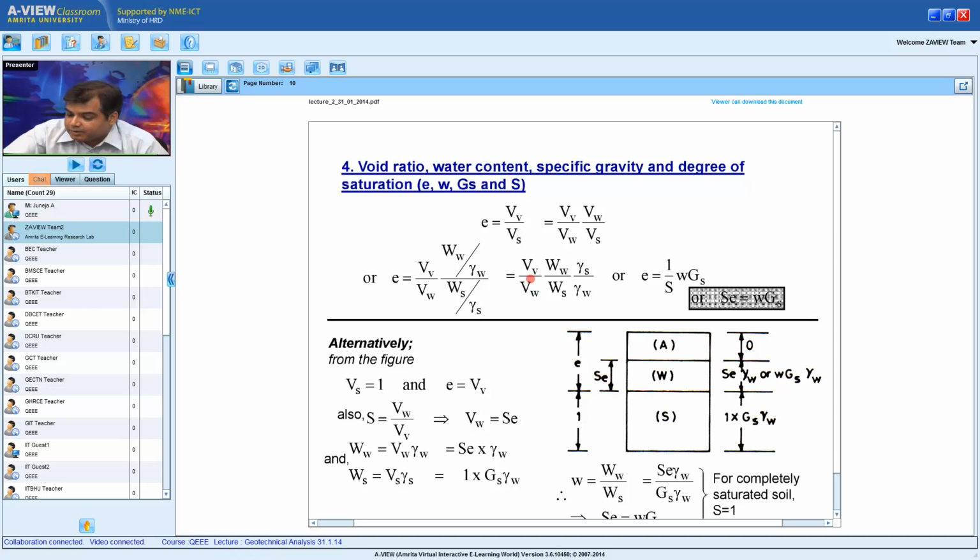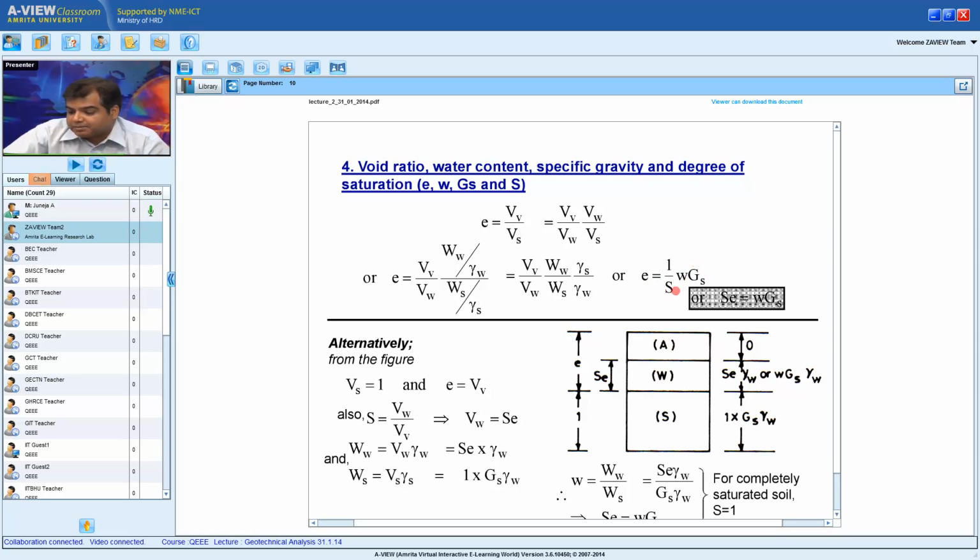Let's look at the first one. If you look at this carefully, volume of water over volume of voids is degree of saturation. So the first one is 1 over degree of saturation. The second one is weight of water over weight of solids, which is water content. The third one gives an important definition for specific gravity, which is unit weight of solids, remember, this is the soil skeleton, over the unit weight of water, which is our specific gravity.